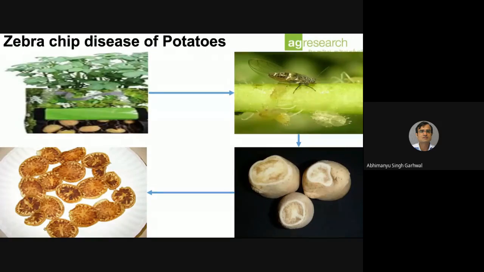So what is the zebra chip disease? This is a potato plant, and there is a psyllid larva containing Candidatus Liberibacter bacteria. When it injects the stem of the plant, the larva contains that bacteria, and it goes down to the root of the potato. It infects the potato from the surroundings, from the periphery of the potato first, and then it shows stripes like a zebra when you fry it.